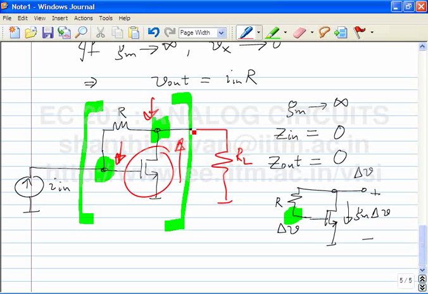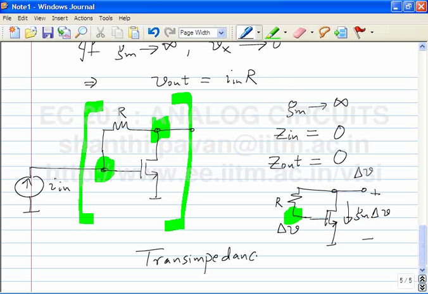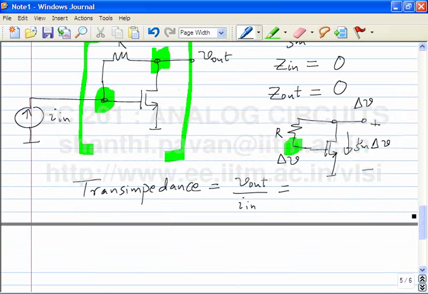Okay. Alright, and we see that if Gm tends to infinity, the Zin is 0, the Zout is 0, the transimpedance is the ratio of the output voltage to the input current, and that is minus R. And you see again for the nth time that if the Gm tends to infinity, this behaves like an ideal controlled source where all the parameters Zin, Zout as well as the transimpedance are all, how do they depend on the device itself? Zin, Zout and the transimpedance are all independent of the device parameters, which in this case is simply the Gm, as long as the Gm is sufficiently large.